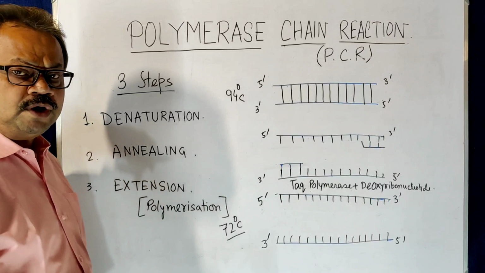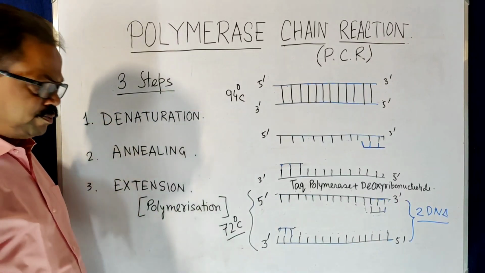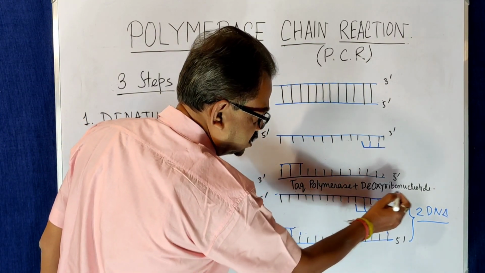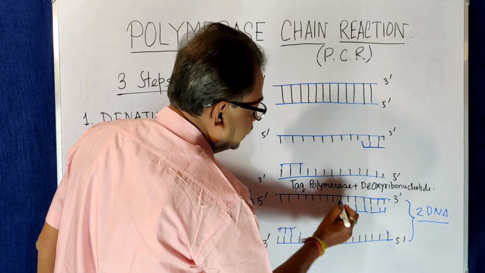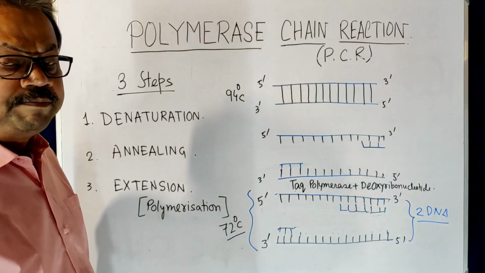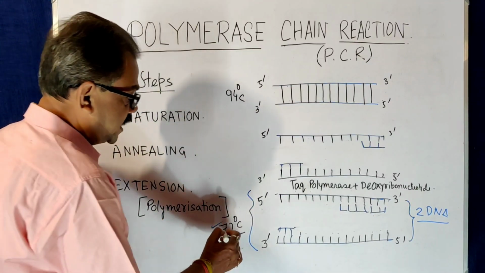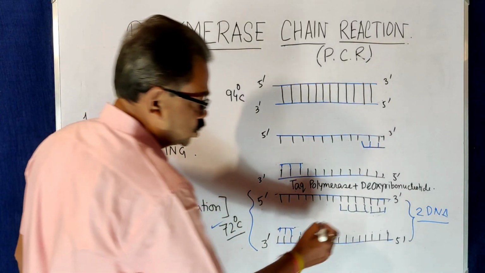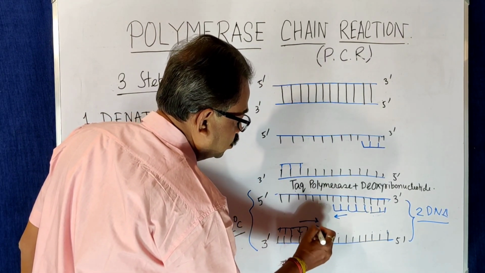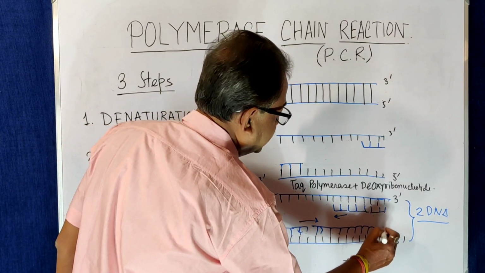During extension or polymerization, that is the 3rd stage of polymerase chain reaction, polymerization takes place from here. That means deoxyribonucleotides are being added with the help of one enzyme, that is Taq polymerase. Why is Taq polymerase used here? Because it is thermostable, because it can bear higher temperature. This process takes place at a high temperature, that is 72 degrees Celsius. So polymerization takes place from this side, and from this chain it will go this side. If it continues, we get 2 separate DNA fragments.